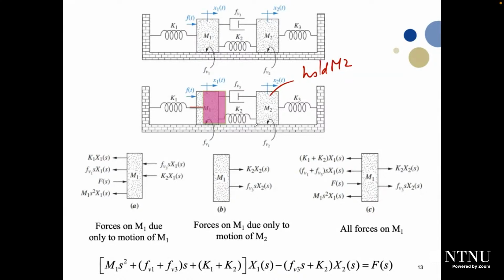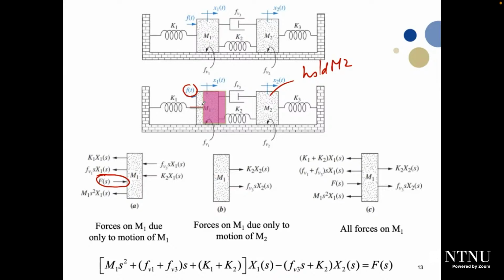What will happen here if we move M1 to the right? Yes, there will be some forces which will try to resist this movement. So we have only f of t acting on the right-hand side. So we have F of s. We will write it here, acting in that direction. And we will see the other forces. First, we will have K1. This K1 will resist you, in fact, right?